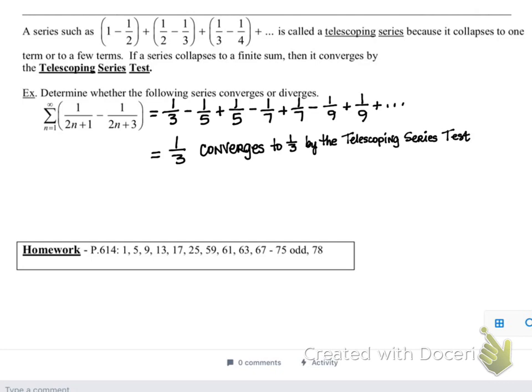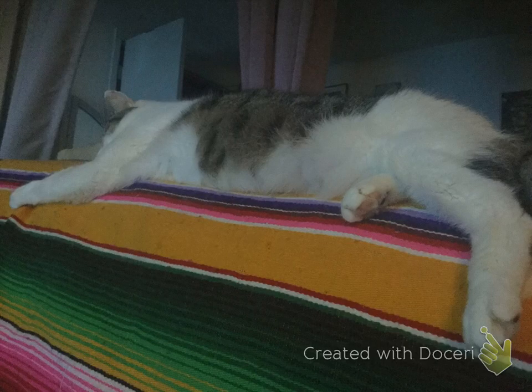In this last example, you see a series that converges by the telescoping series test. And you can see that all of the terms are going to cancel except for that very first term, which is 1/3. And we can say that that series converges to 1/3 by the telescoping series test. And thus concludes the math portion of this video.